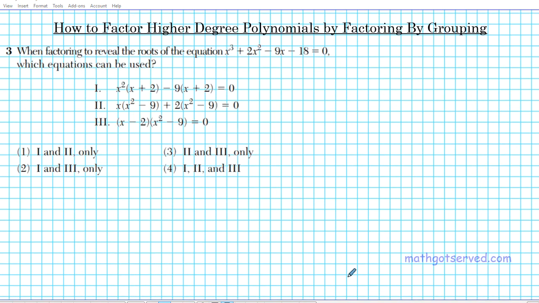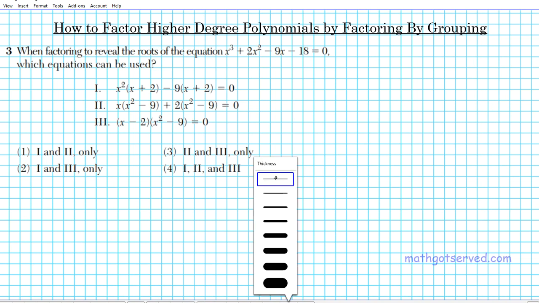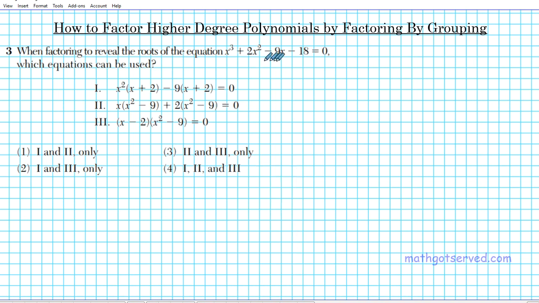Alright, let's take a look at question 3. Question 3 is assessing your ability to factor higher degree polynomials using the factoring by grouping method. Question 3 reads, when factoring to reveal the roots of the equation x to the third plus 2x squared minus 9x minus 18 equals 0, which equation can be used? What we're going to do is factor this cubic with 4 terms in 2 different ways and see which one matches the options that we have here.